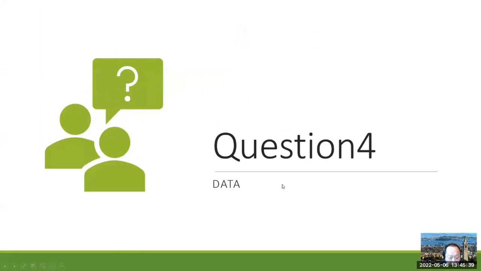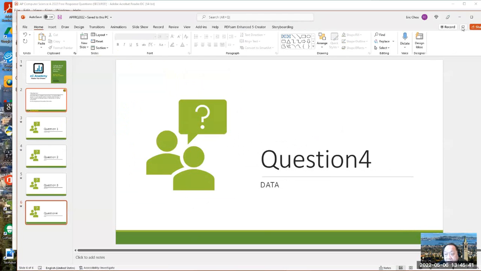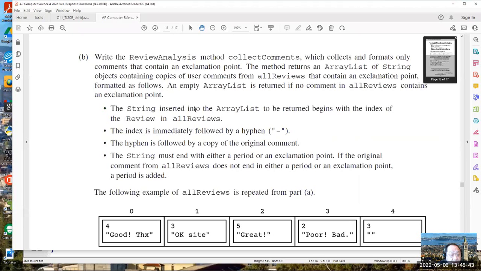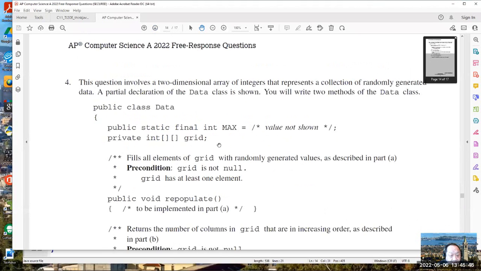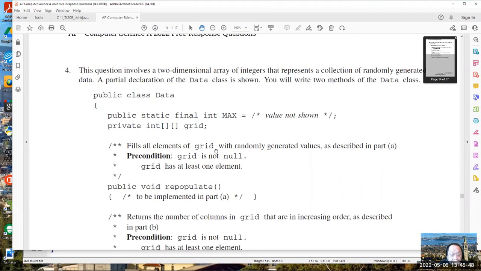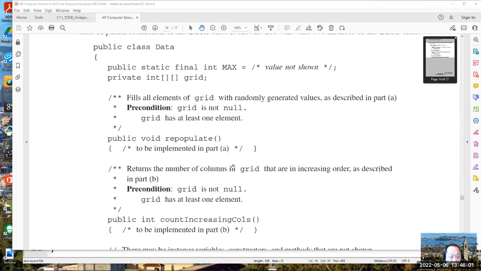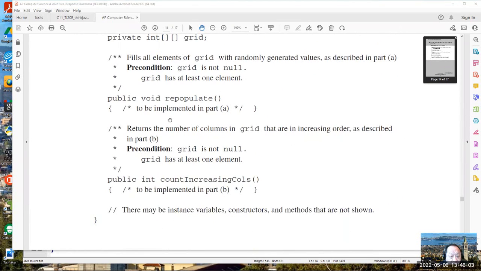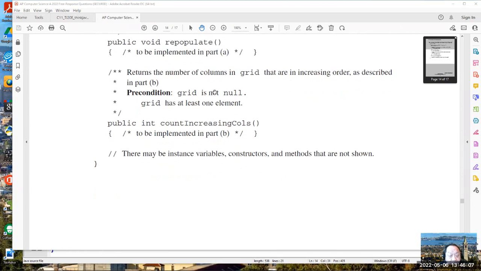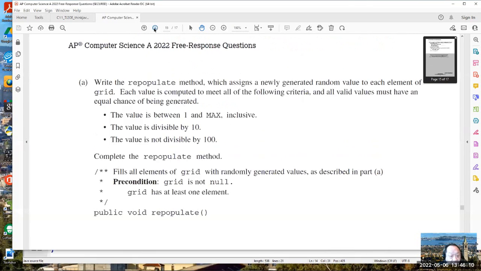So question 4 is on data, 2-dimensional data. So 2-dimensional data has a grid, and grid is not null. So grid has some elements, and grid has at least one element, so that's what we know. So part A, repopulate, and then part B is to count the increasing columns, the number of columns that have increasing numbers.